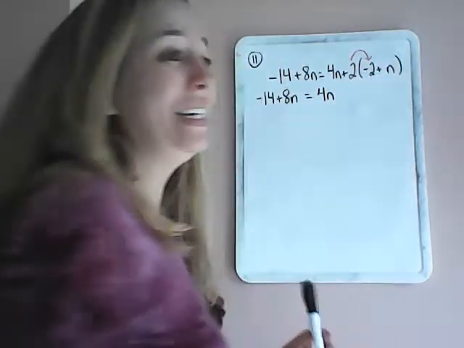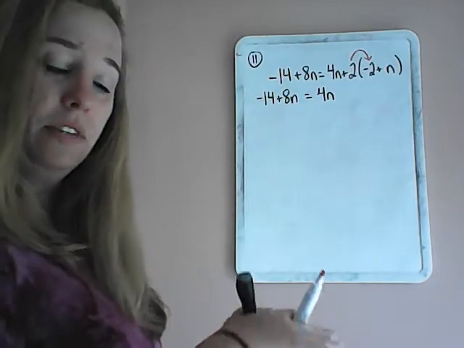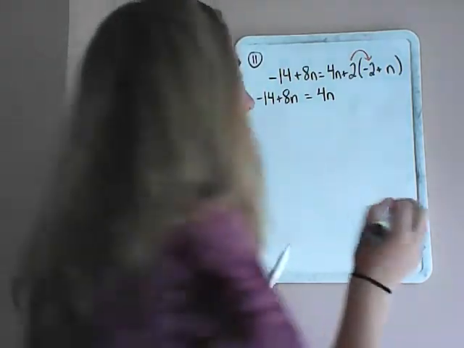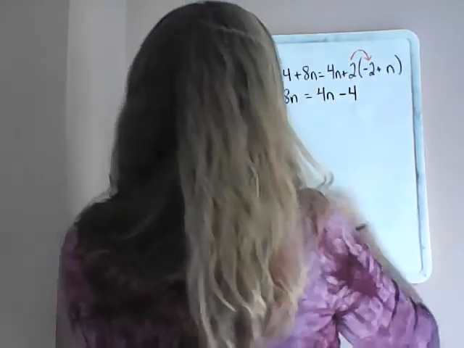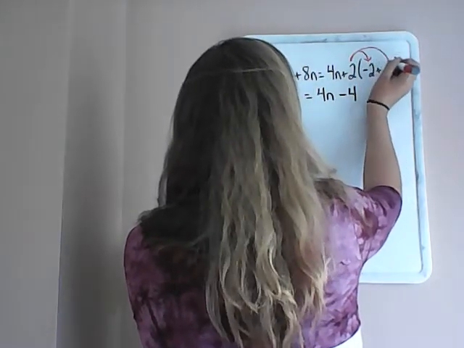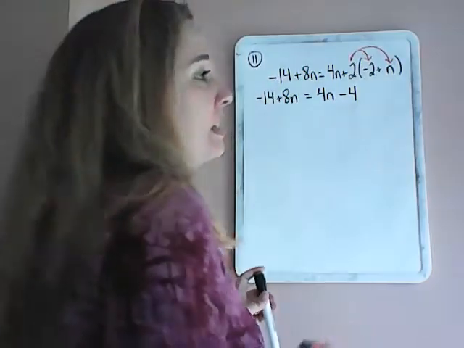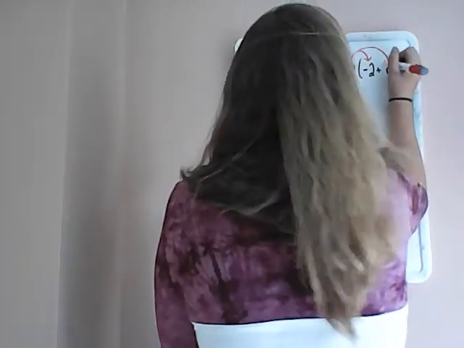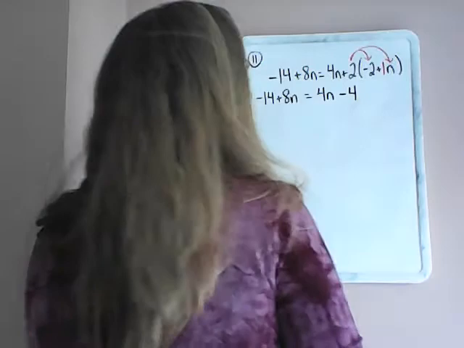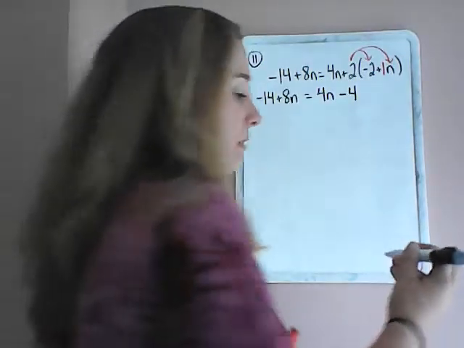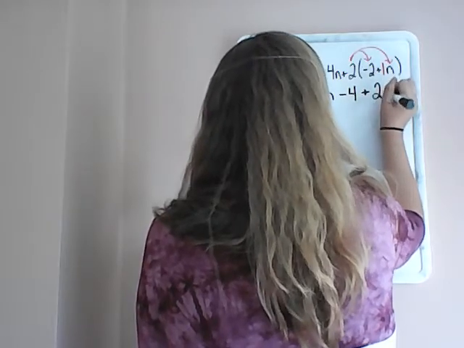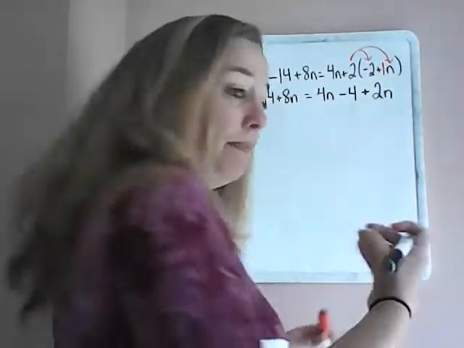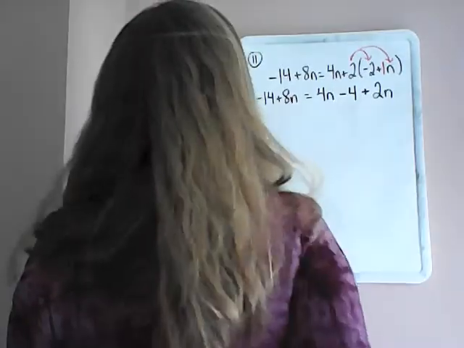Positive 2 times a -2. Positive times a negative, -4. And then we have this positive 2 times this positive n. Some of you guys really like to put the little 1 in front of the n. That's cool. 2 times 1n is 2n, a positive 2n. We can't just go ahead and write 2n. It's a positive 2n, right? So we need that plus.